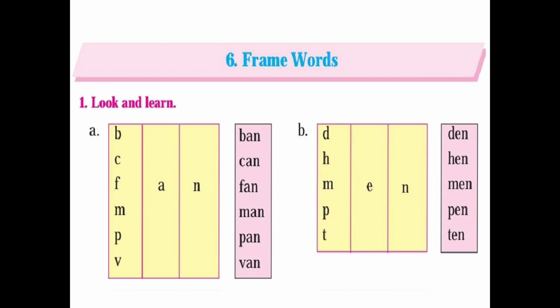That is B. Second column, we have A. So take the letter A. And now third column, we have N. So take letter N. So B-A-N. B-A-N is ban. So a new word is formed, that is ban.